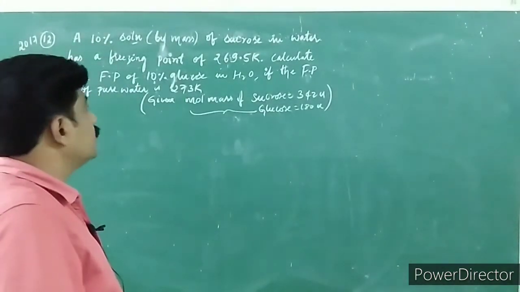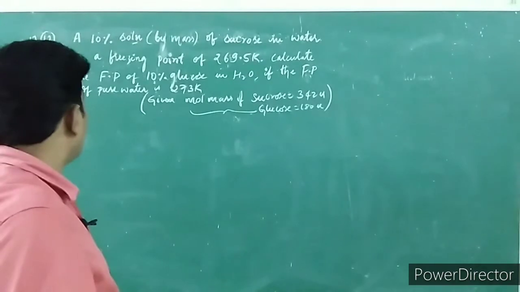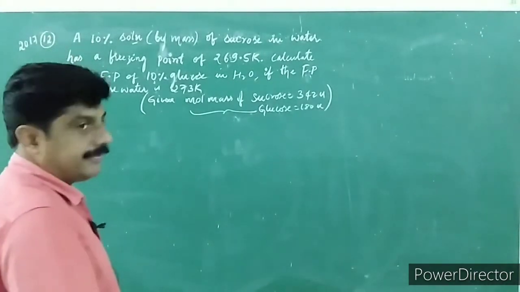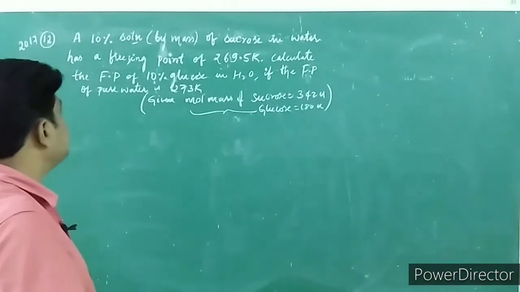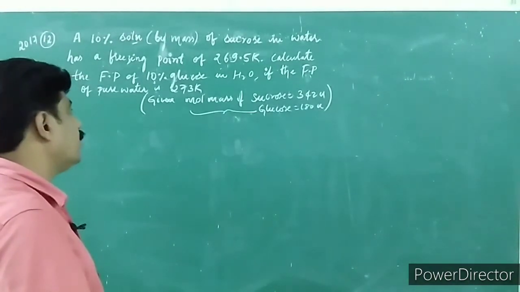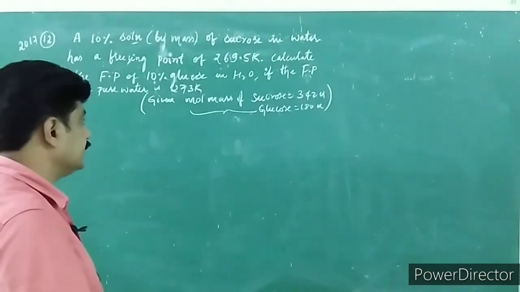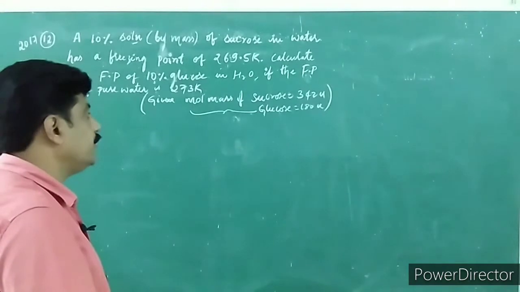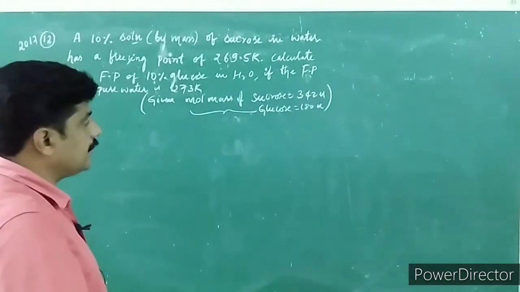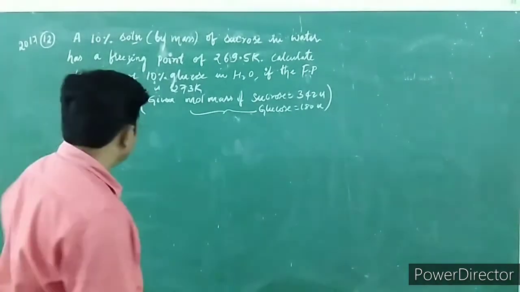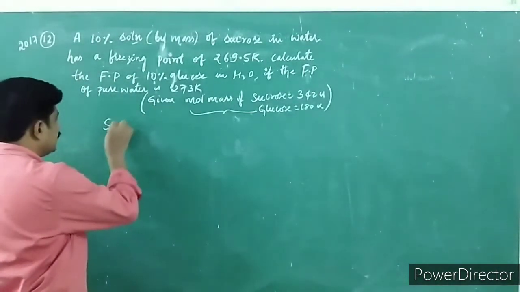A 10% solution by mass of sucrose in water has a freezing point of 269.5 Kelvin. Calculate the freezing point of 10% glucose in water if the freezing point of pure water is 273 Kelvin. Given molar mass of sucrose is equal to 342 unified mass and molar mass of glucose is equal to 180 unified mass. Children, let me solve this numerical.